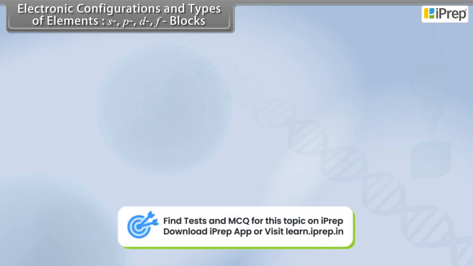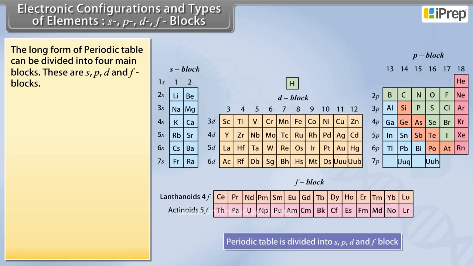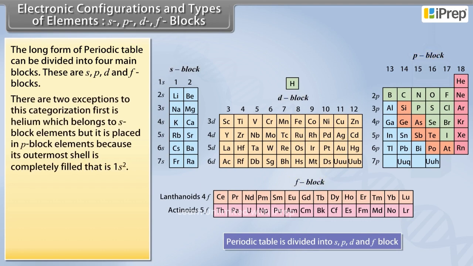Electronic configurations and types of elements: S, P, D, F blocks. The long form of the periodic table can be divided into 4 main blocks. These are S, P, D and F blocks. There are 2 exceptions to this categorization.